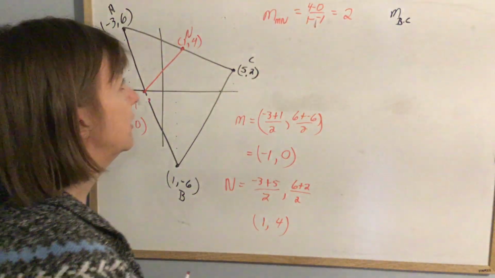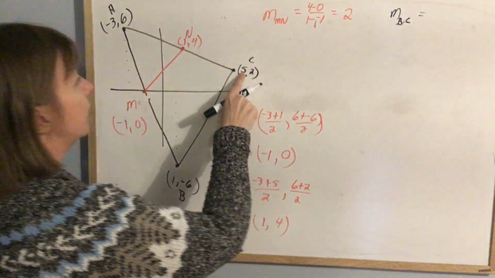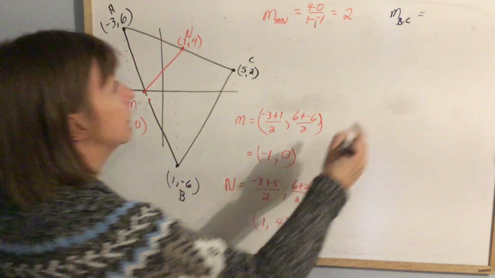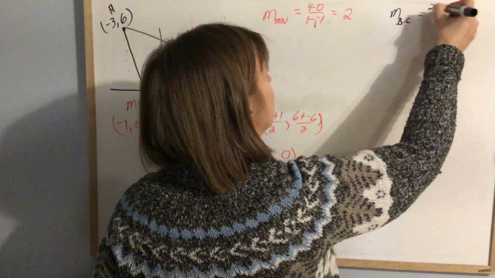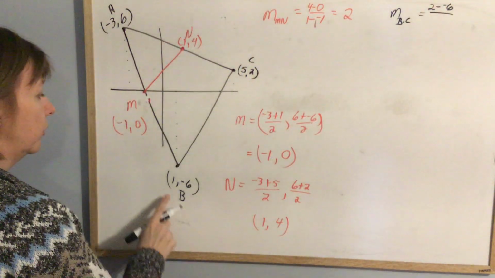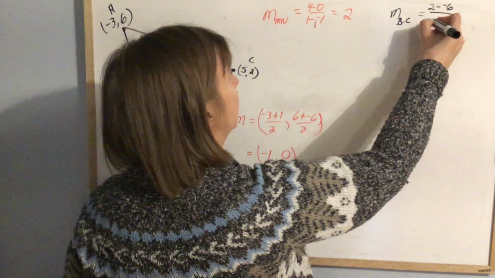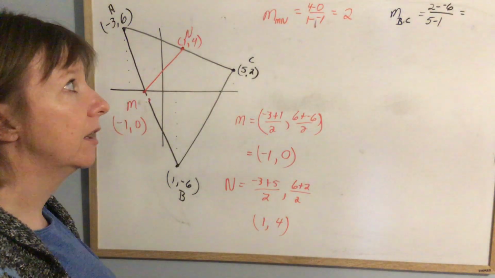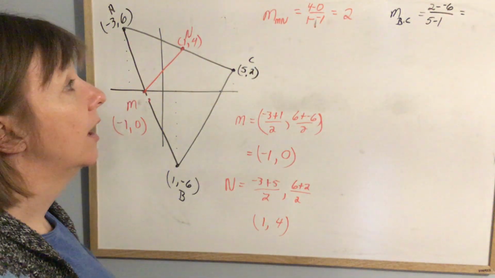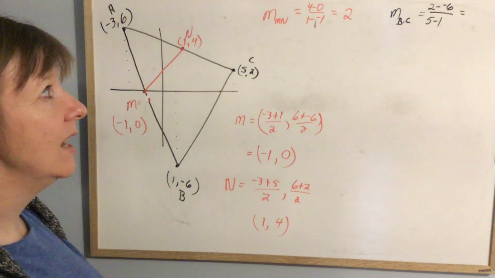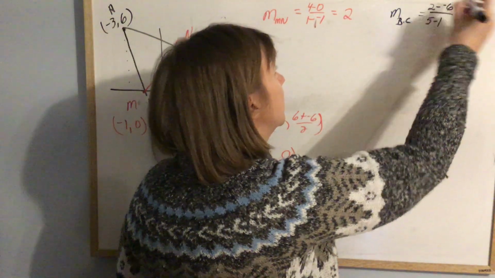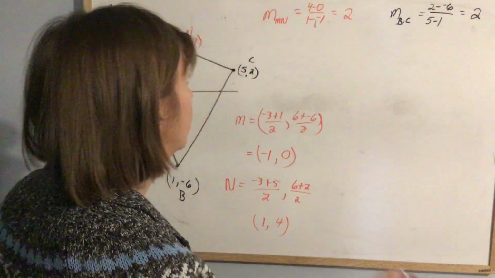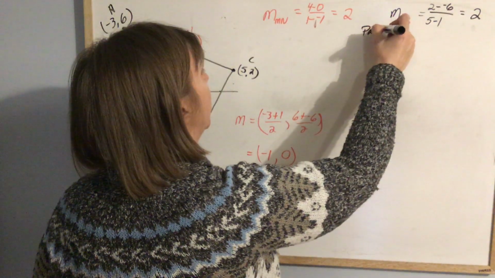Now what about BC? BC is y2 minus y1, so 2 minus negative 6 over x2 minus x1, so 5 minus 1. 2 minus negative 6 is 8, and 5 minus 1 is 4. So that's 8 over 4, which is 2. So my slopes are the same. So I've just proven that those two lines are parallel.